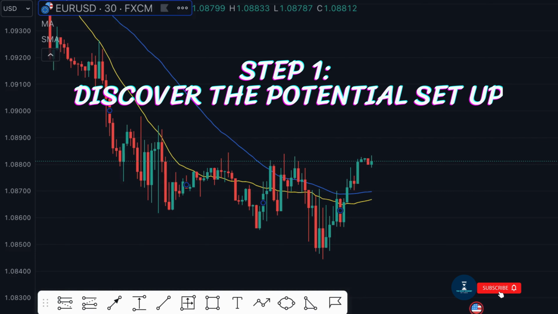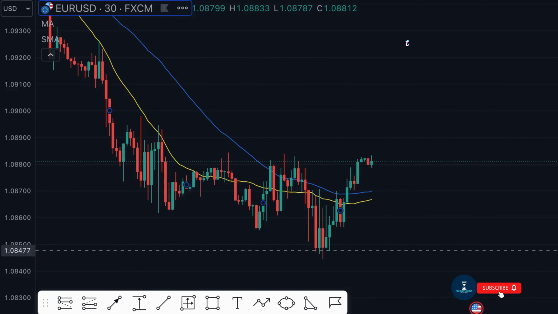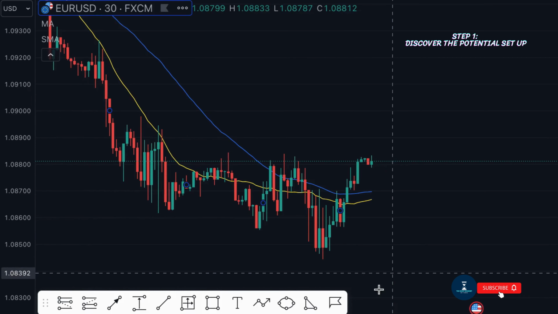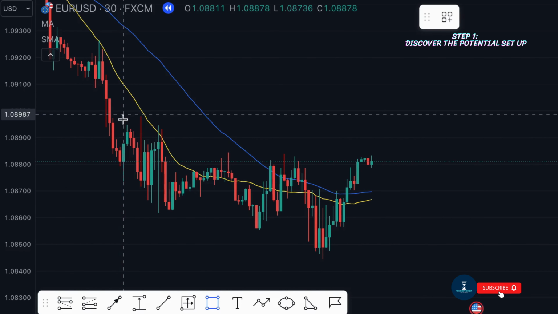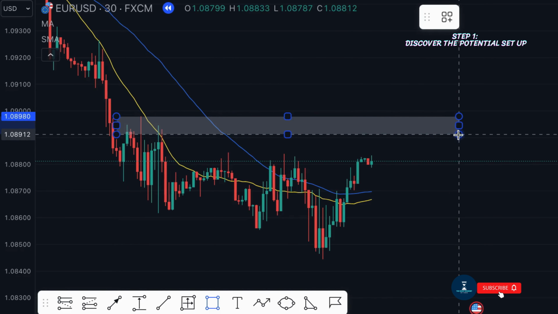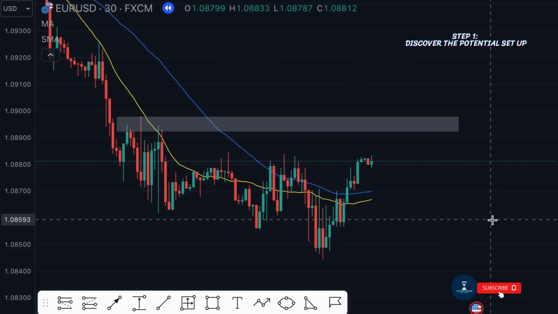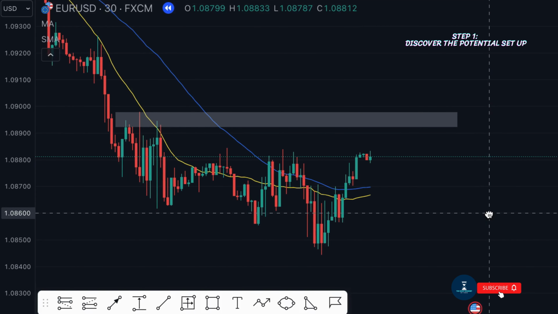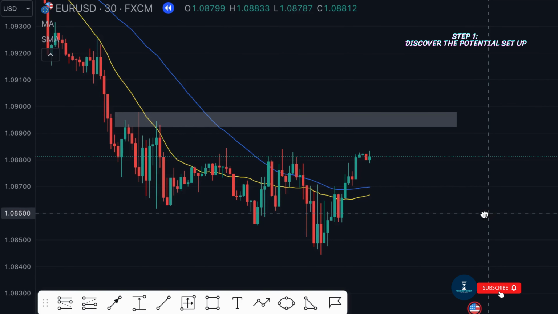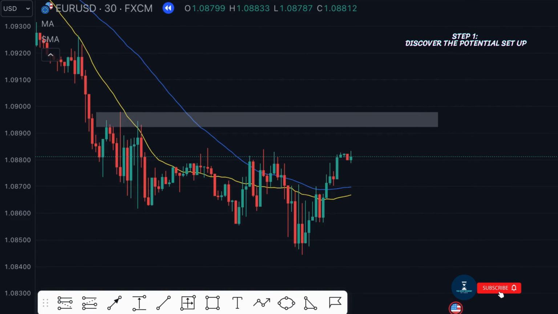So we are in step 1, that is discover the potential setup. Up to now on the chart we don't have any setup yet, and as the price action we will identify the important key level. The clip is not about methodology, so for the methodologies I will make it clearer in the coming clip. So we don't have any potential setup yet, and we continue to wait.